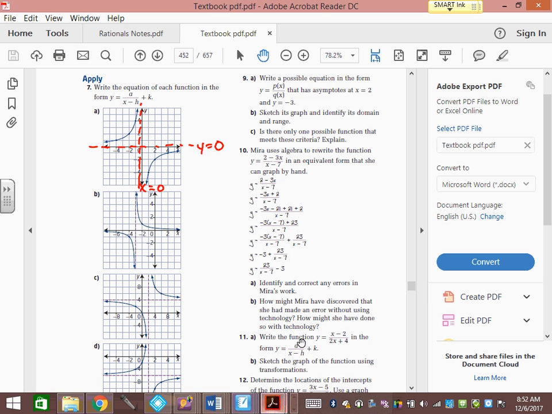B. For B, we have a horizontal asymptote at what? At y equals 0, because it's on the x-axis. And the x-axis is the equation y equals 0. And then we have a vertical asymptote at what? x equals -3. And then we also need a coordinate. I'm going to use -2 and 1.